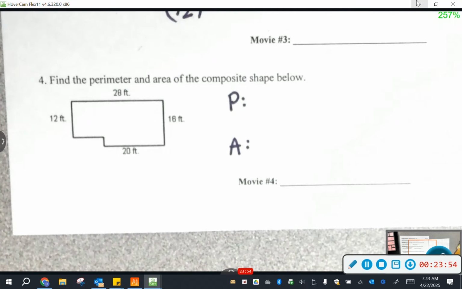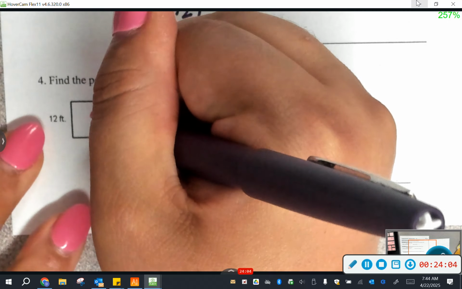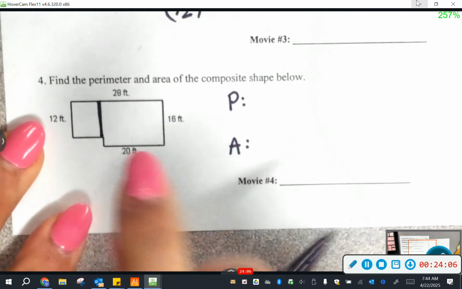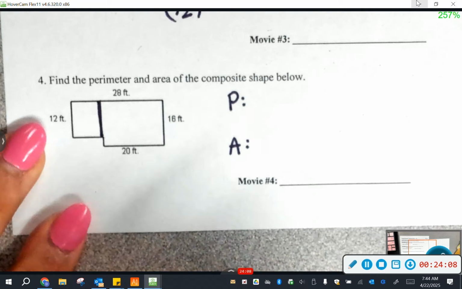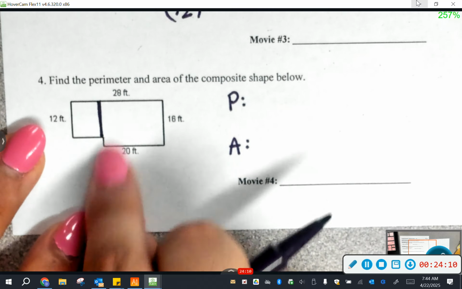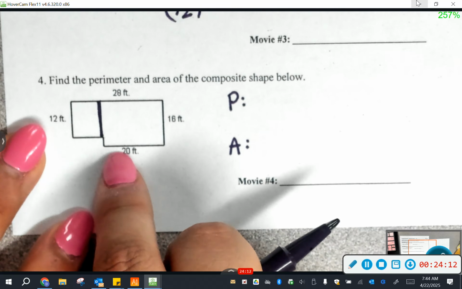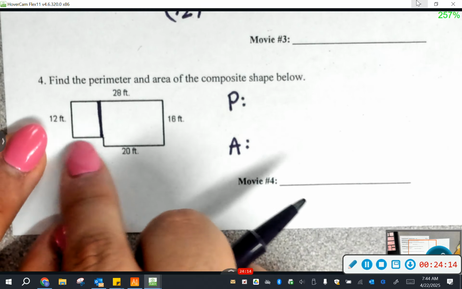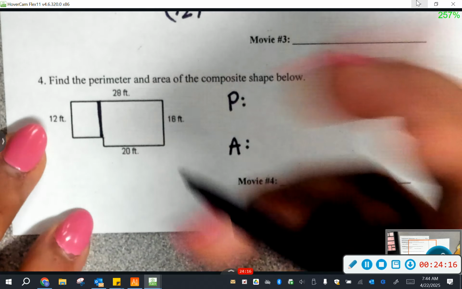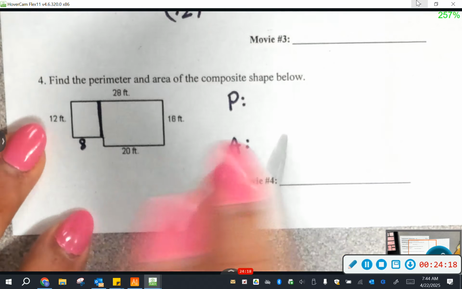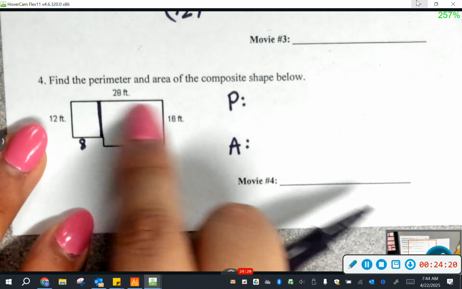How did y'all break this up? Straight up and down or left and right? Straight up and down like this? How would you do it? You can make this little one right here. Alright, so if you did straight up and down, what is the base of this little one down here? 8. Because do you agree 20 plus 8 is 28?